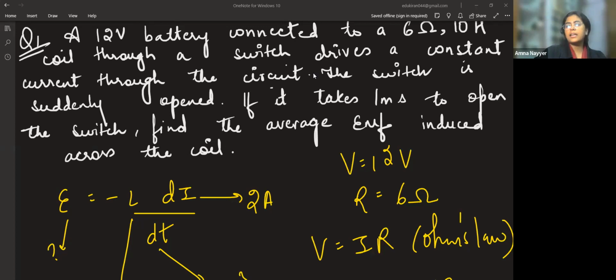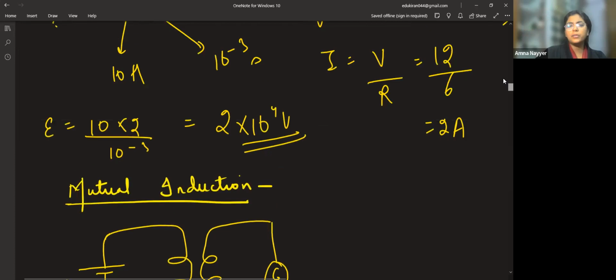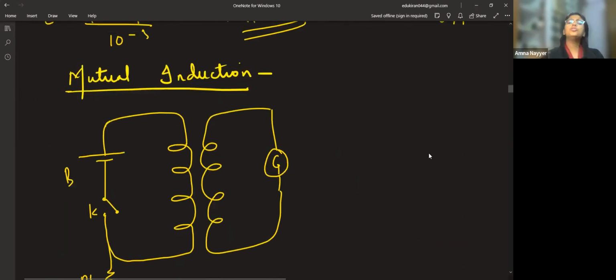Okay, let's start with the class. Let's complete EMI. So mutual induction we had to start now. All right. Mutual induction, see, same thing that is occurring in self-induction. In self-induction, you had a coil in which there were changes occurring.